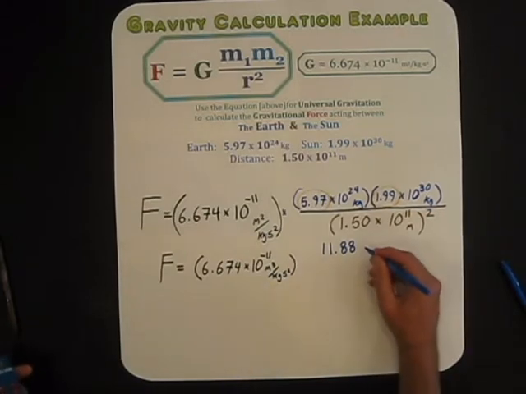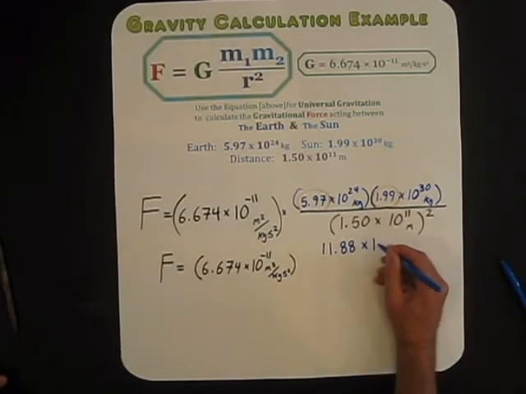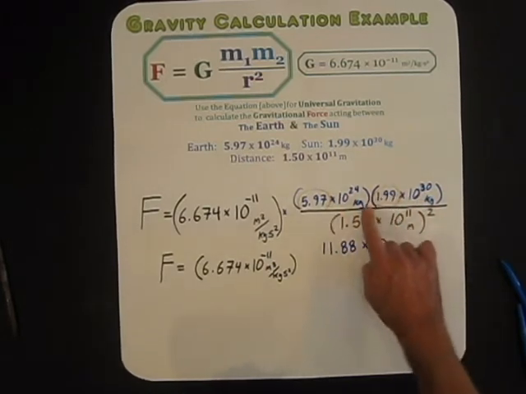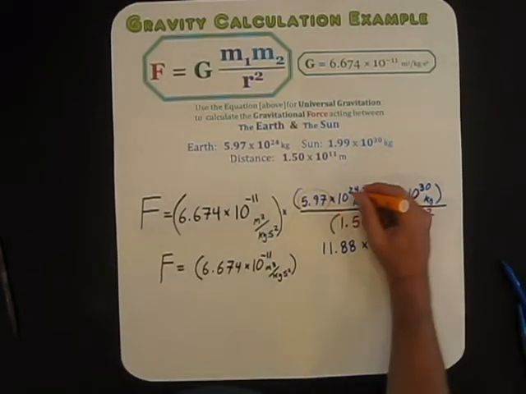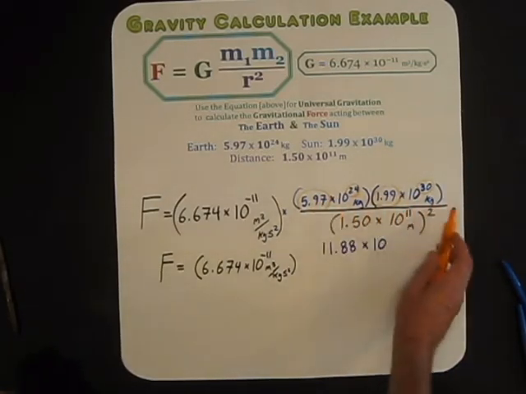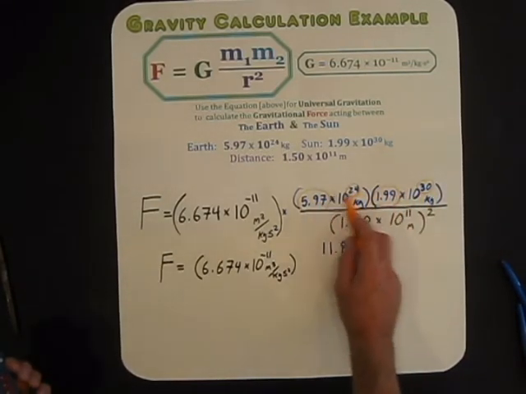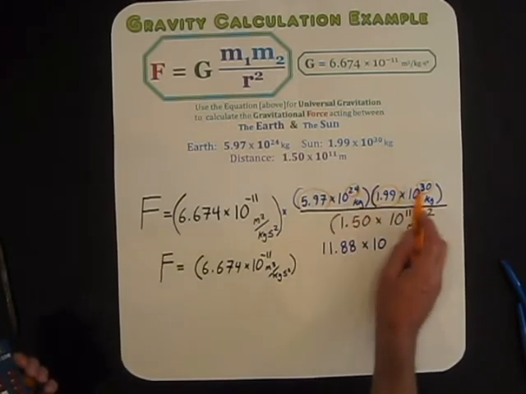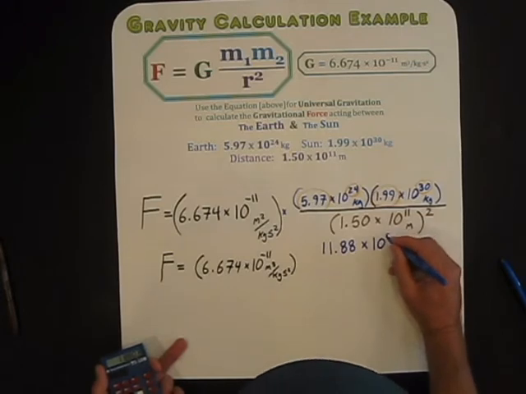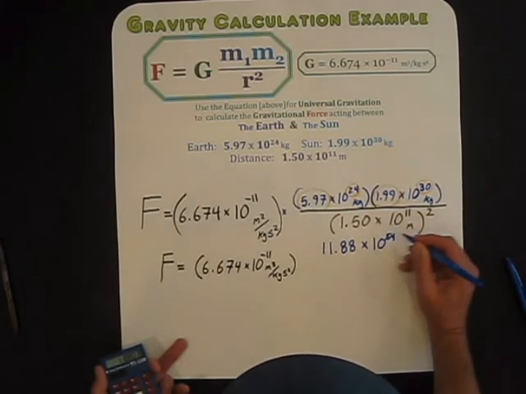Okay. Then I want to deal with the exponents. And the exponents are 24 and 30. We're multiplying. So what do we do with those exponents when we're multiplying again? You add them, correct? So we add them together, and we get 54, right? So we get 10 to the 54th power, which is a huge number.